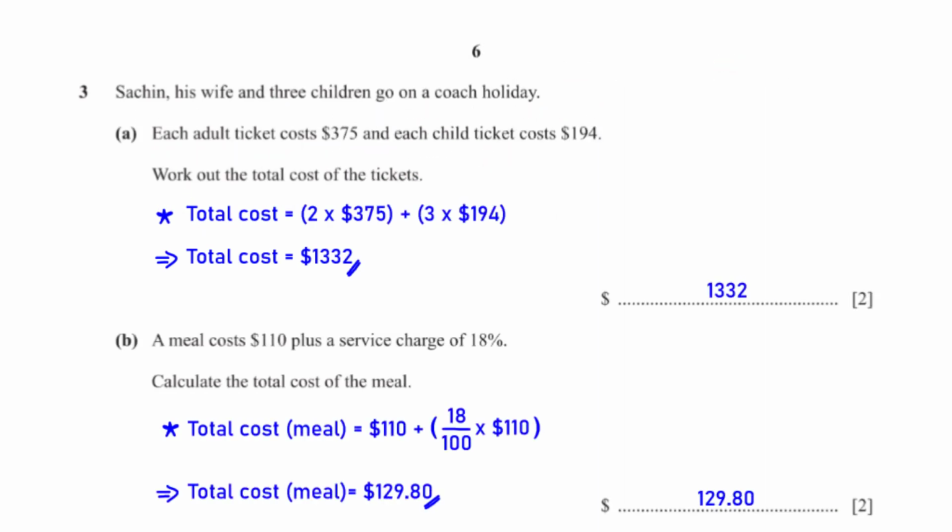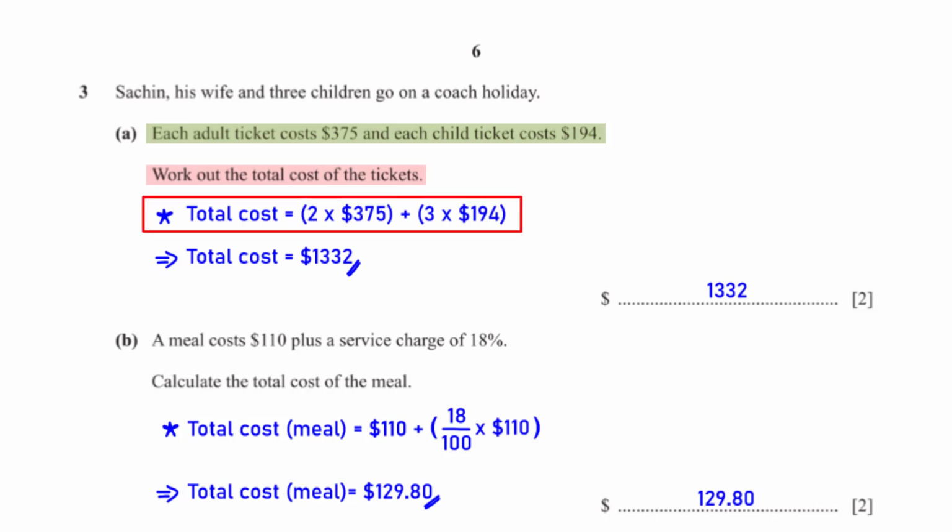Sachin, his wife, and 3 children go on a coach holiday. Each adult ticket costs $375 and each child ticket costs $194. Work out the total cost of the tickets.